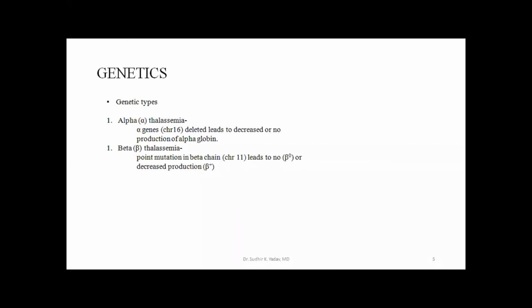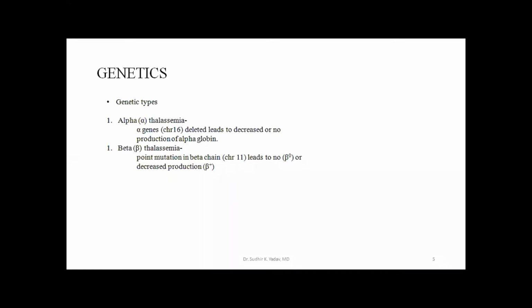So let us talk about the genetics of thalassemia. In the first lecture of hemoglobinopathy, we learned about the genes of globin chain. So alpha-like genes were situated on chromosome number 16, while beta-like globin genes were situated on chromosome number 11.